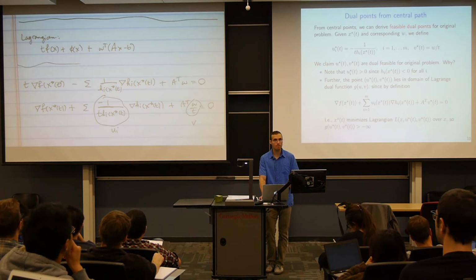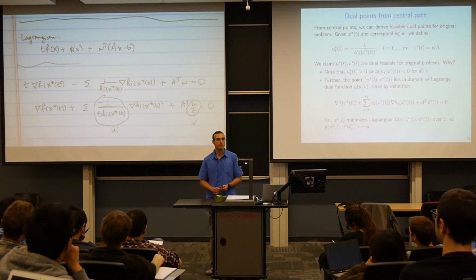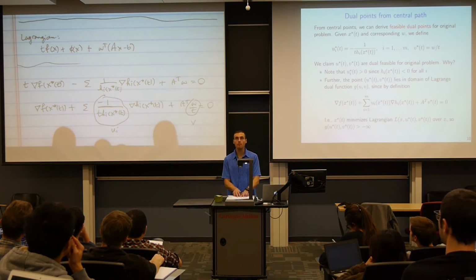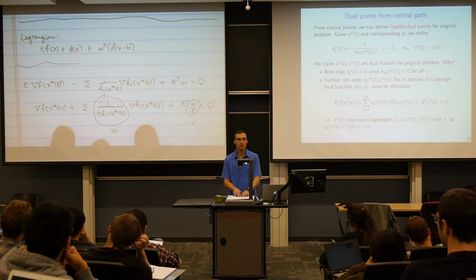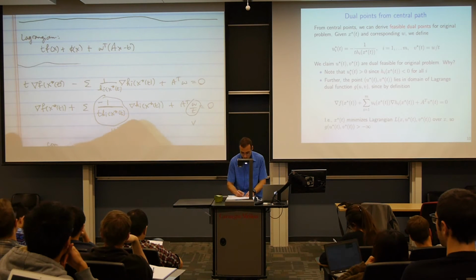Questions? Why don't we have optimal points for our original problem? What have I not met? So I have the stationarity condition satisfied for our original problem. I have primal and dual feasibility. Right, so complementary slackness is not met for our original problem.